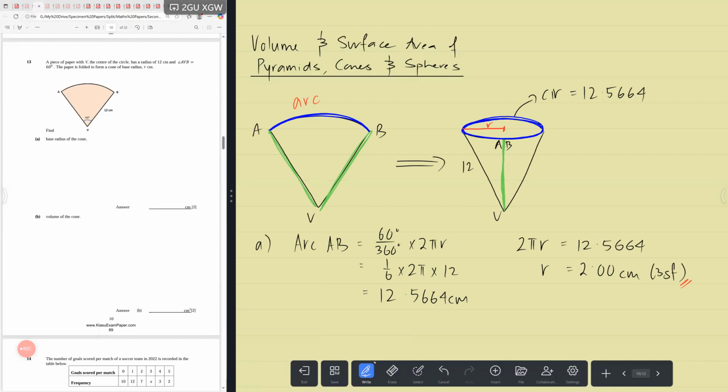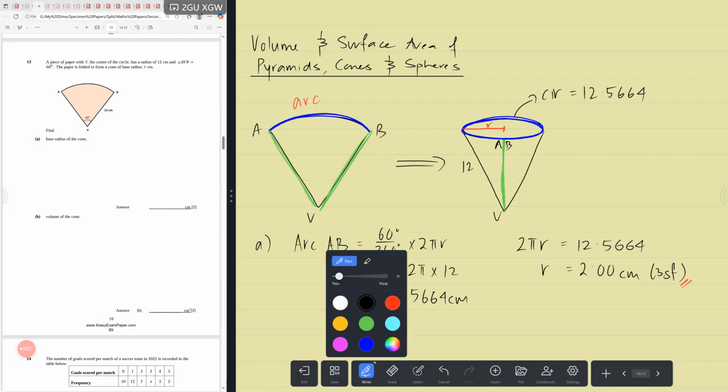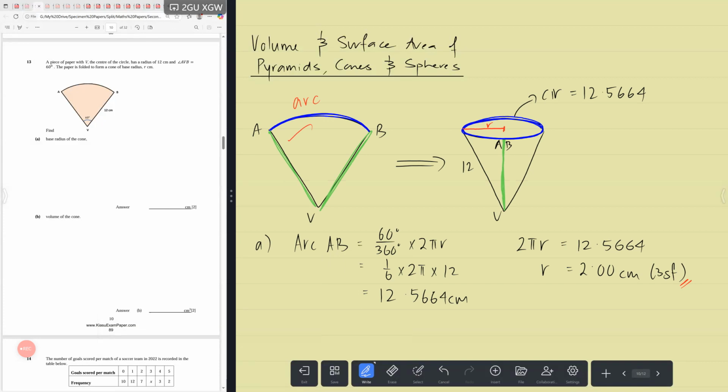What is important for us to understand is, when we have this paper, the original AVB, and you fold it into a cone, the lengths AV and BV will meet, as shown in the second diagram with the green line. They will meet here. Secondly, the arc AB is part of the full circumference of a circle, as shown in blue. This arc forms the circumference of our cone.